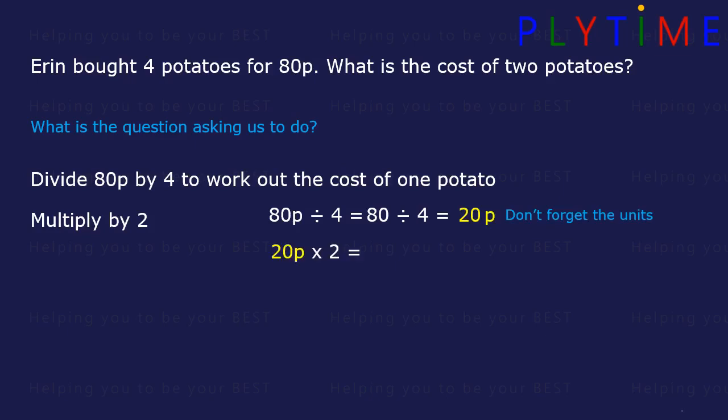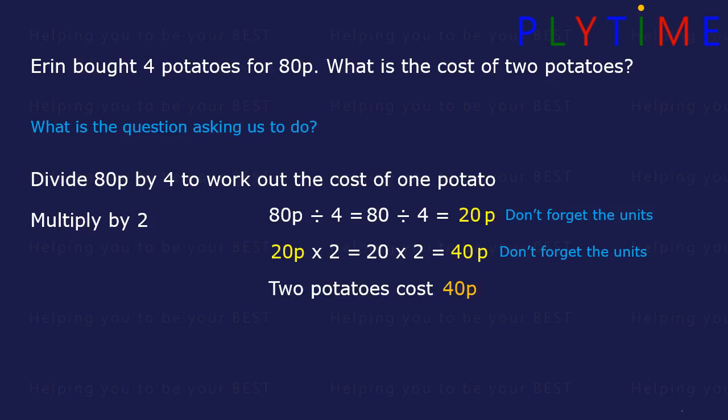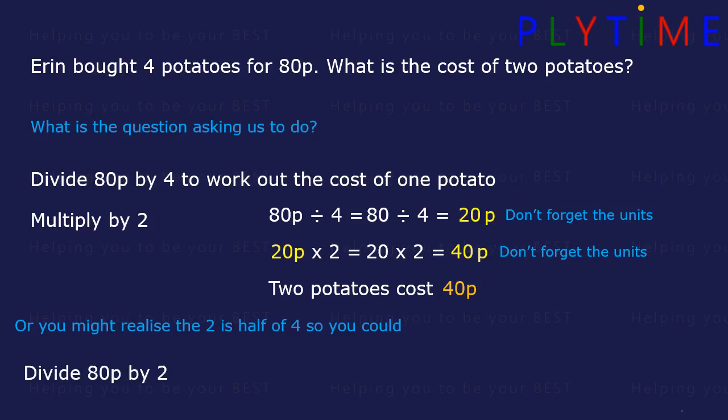Then we have 2 potatoes, so multiply that by 2. 20 times 2 equals 40. Don't forget the units, 40p. 2 potatoes cost 40p. You might realise that 2 potatoes is half of 4 potatoes, so you could simply divide the 80p by 2. 80 pence divided by 2 is the same as 80 divided by 2, which is 40. Don't forget the units, 40p.